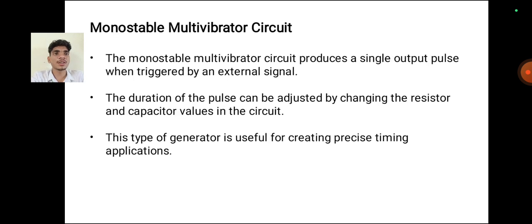Monostable multivibrator circuit. The monostable multivibrator circuit produces a single output pulse when triggered by an external signal. The duration of the pulse can be adjusted by changing the resistor and capacitor values in the circuit. This type of generator is usually useful for creating precise timing applications.